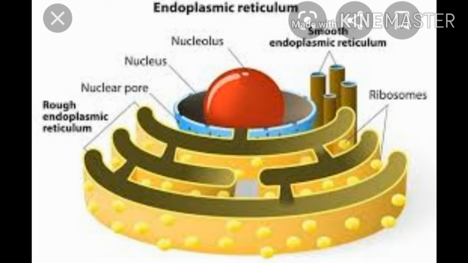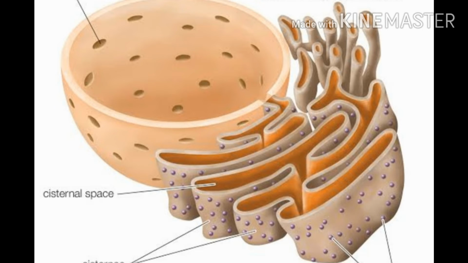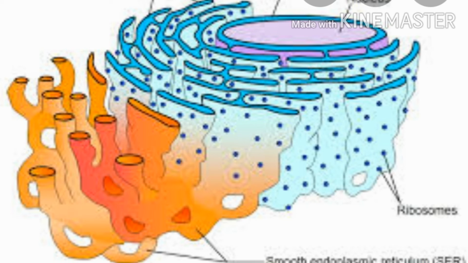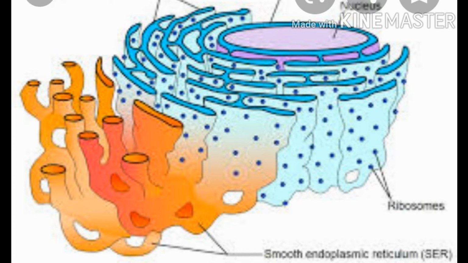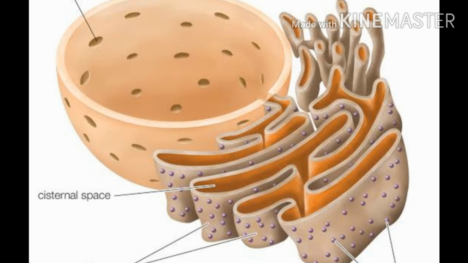Friends, remember this. Ribosome is the site of protein manufacture. This question surely occurs in your exam. So, which is the site of protein manufacture? The answer is ribosomes. So, these ribosomes manufacture proteins and they will be sent to various places in the cell depending on their needs using the ER.